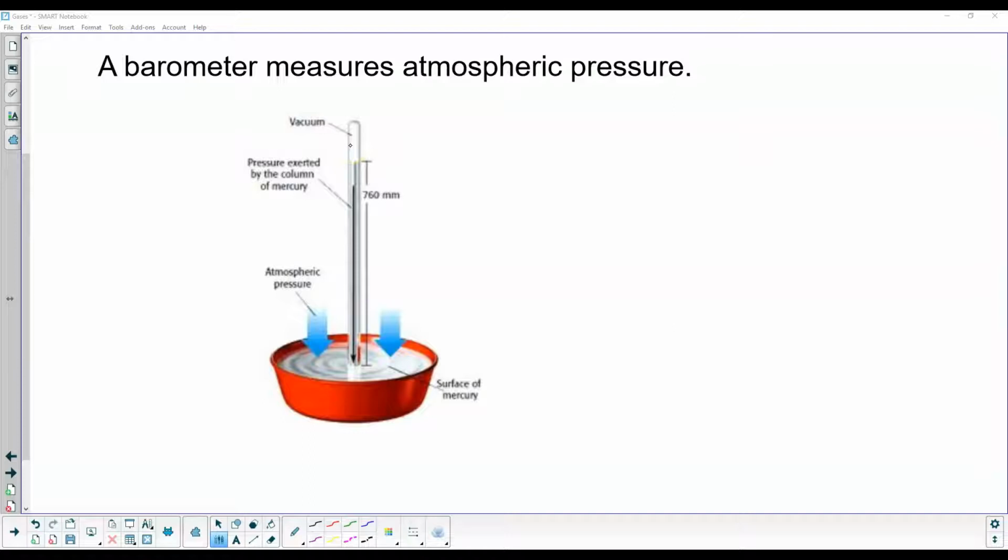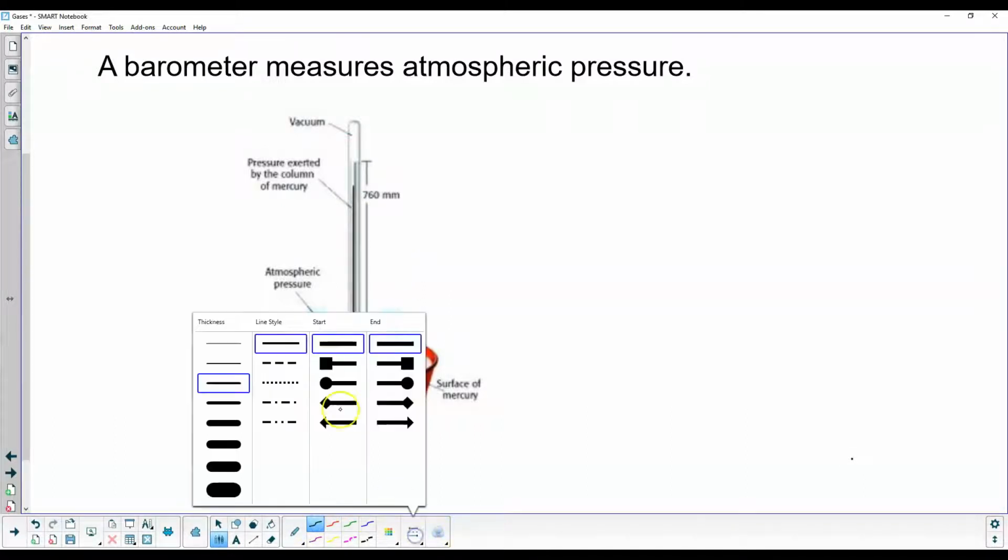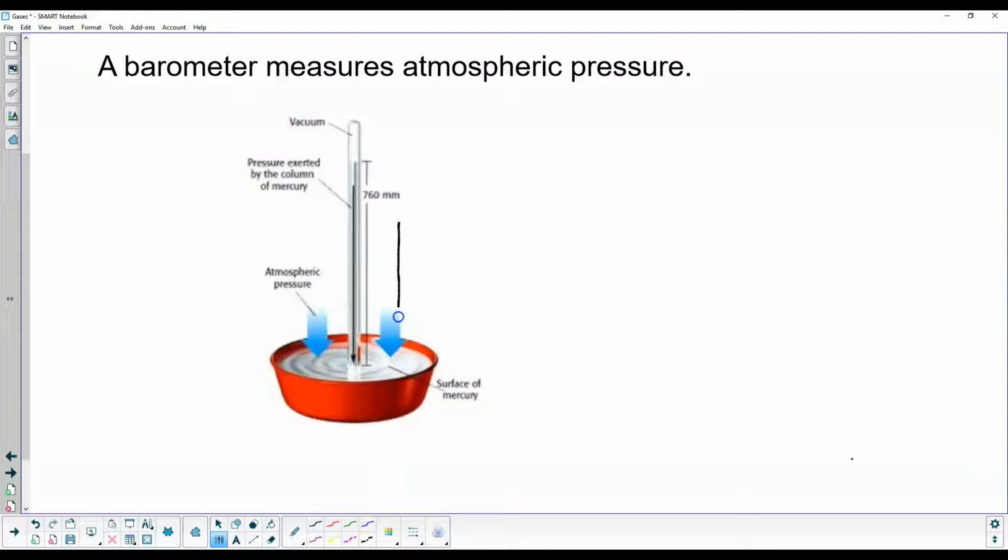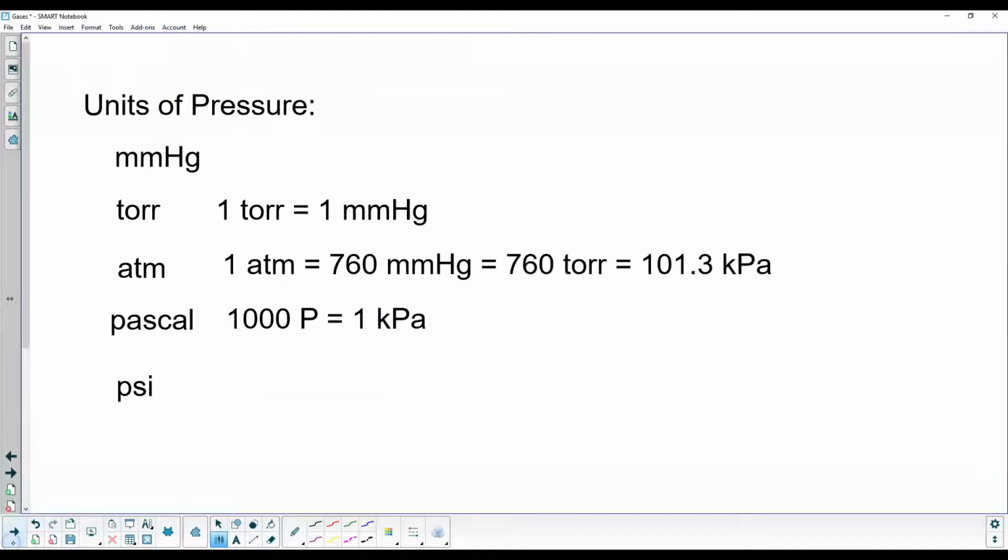What he noticed is that this level would go up and down. What was causing this was the weight of the air, the weight of the atmosphere pushing down. If the air is pushing more, it pushes more mercury up the tube. If there's less pressure, then the mercury drops. And you can measure this. So that's basically the barometer and barometric pressure.